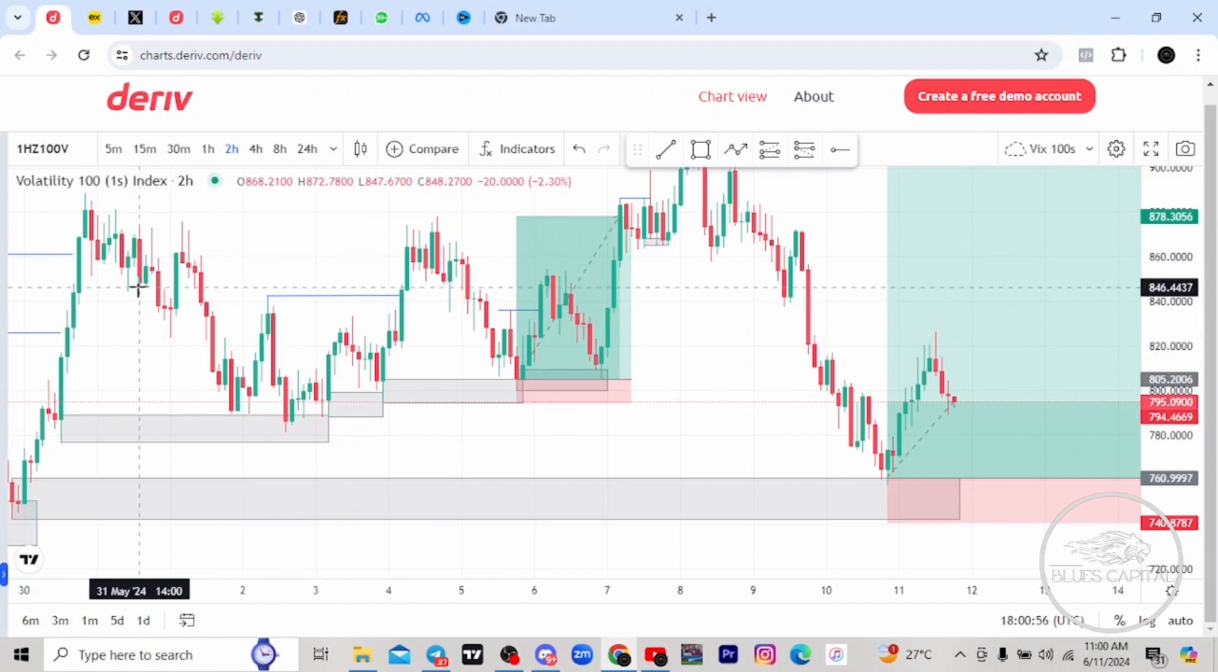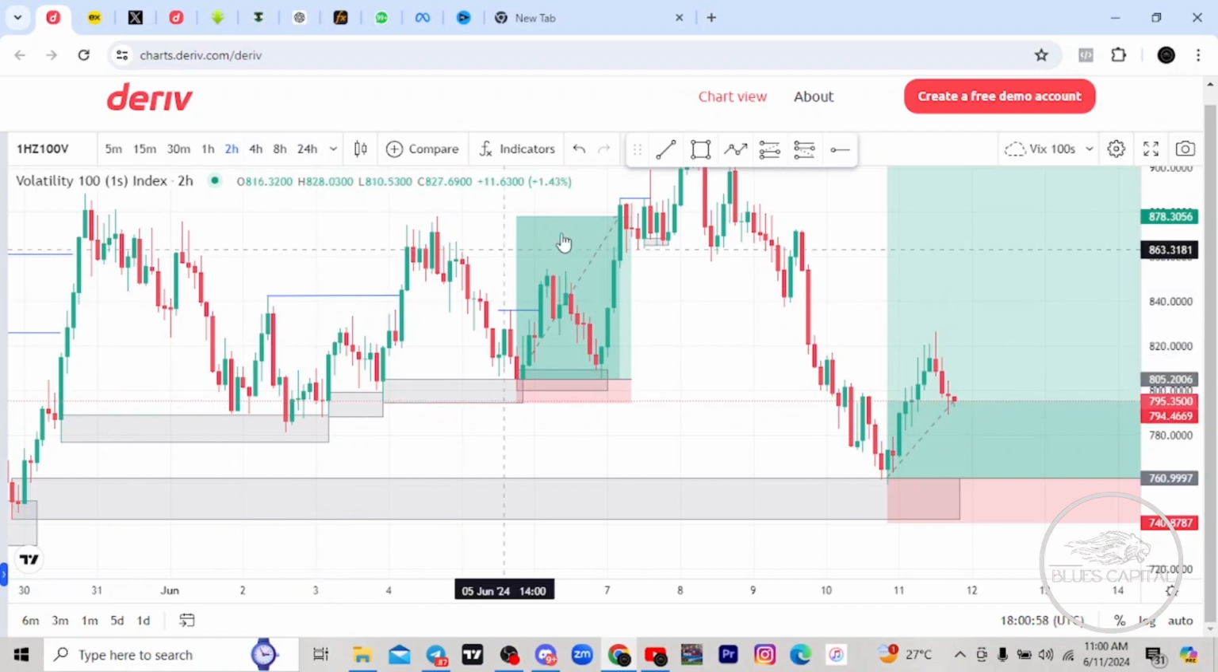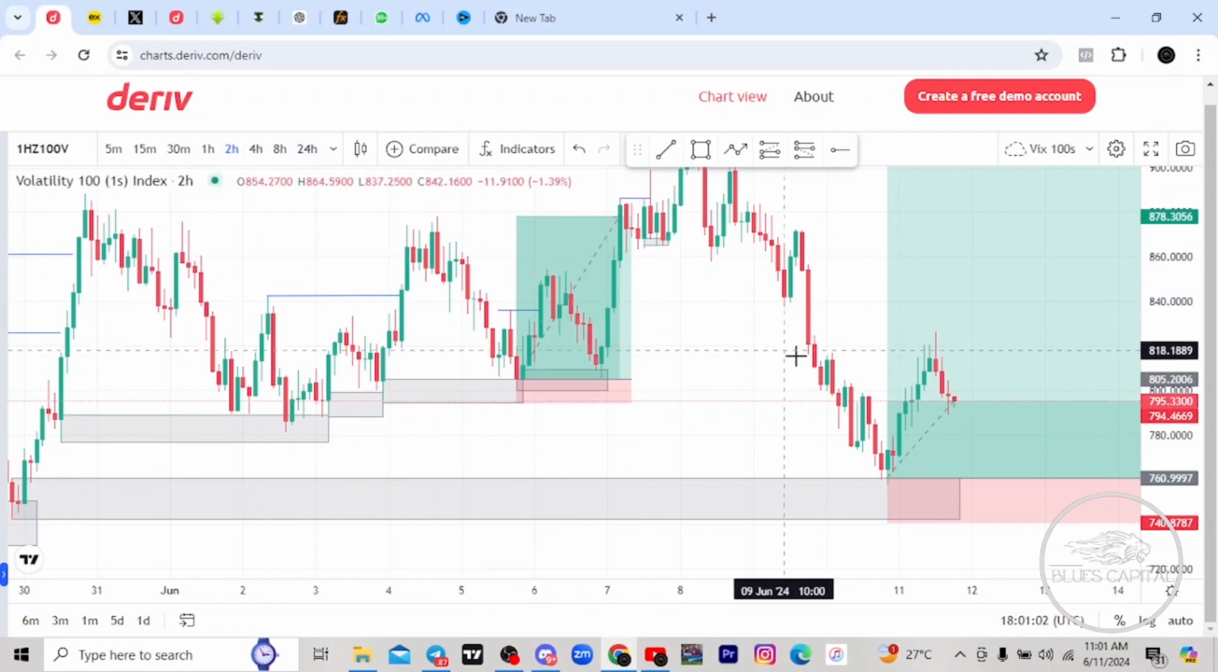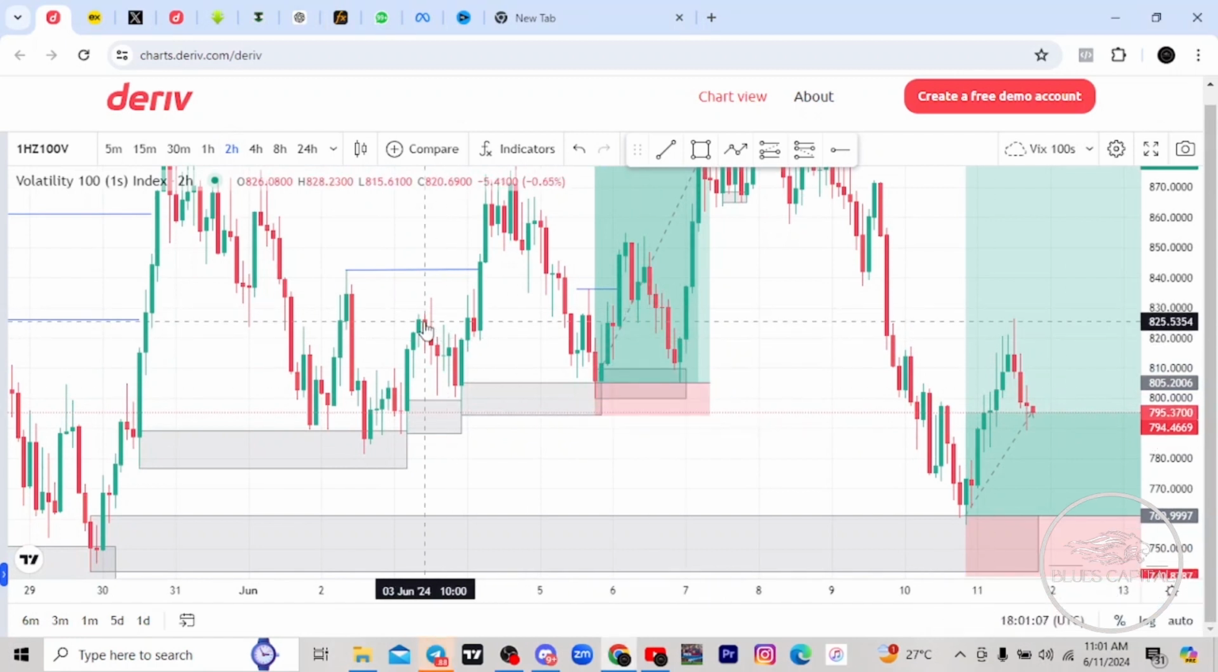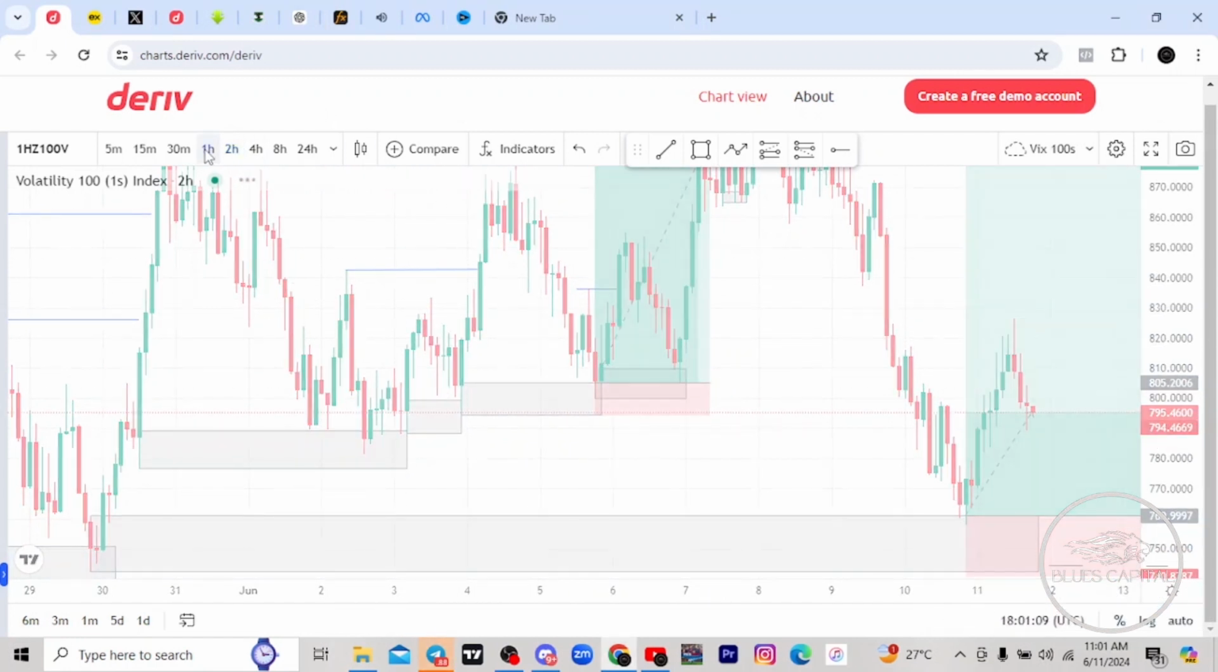So the upside retracement on 24 hours is a bullish movement on the lower time frame, which is the 2 hours time frame. So moving down to the 2 hours time frame, you see the market is bullish. So let's move down to the 1 hour time frame.